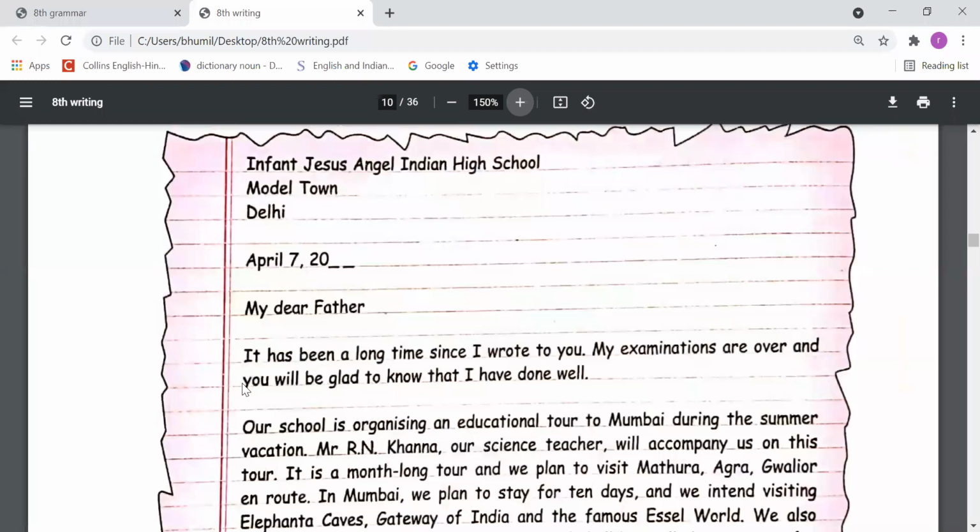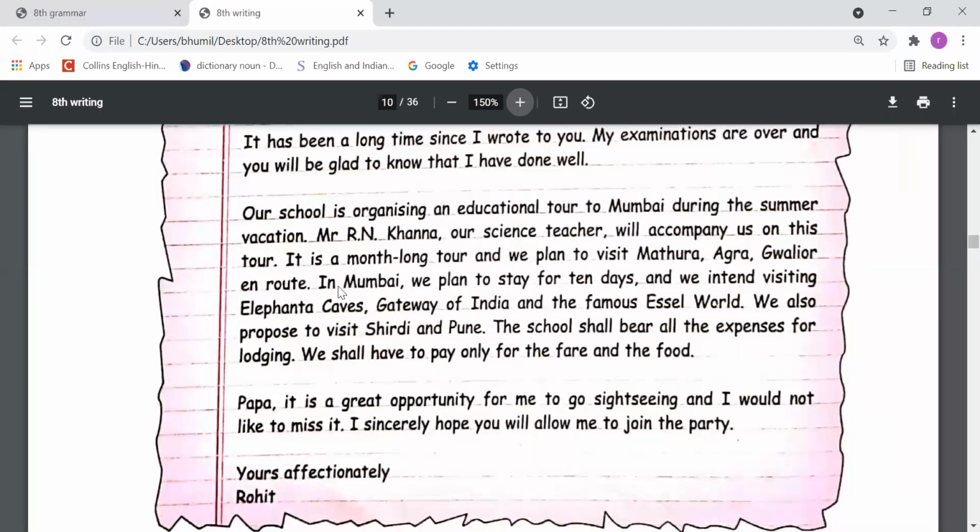Let's read this. It has been a long time since I wrote to you. Means author is saying that a long time has passed. I did not write anything to you. My examinations are over and you will be glad to know that I have done well. So author is telling about his examination and he's saying that examinations are over now and he has got good marks in this.